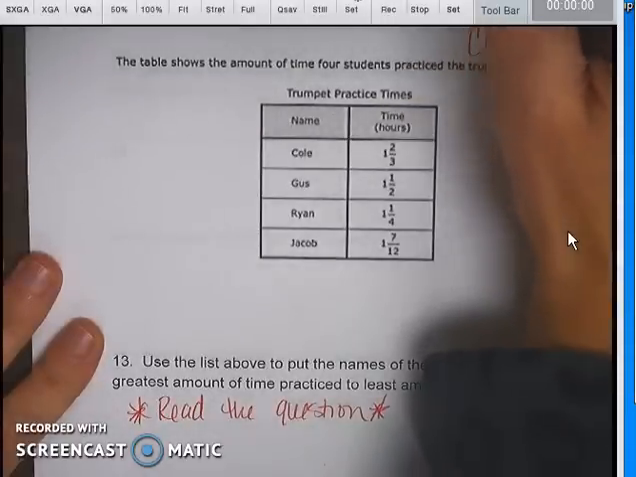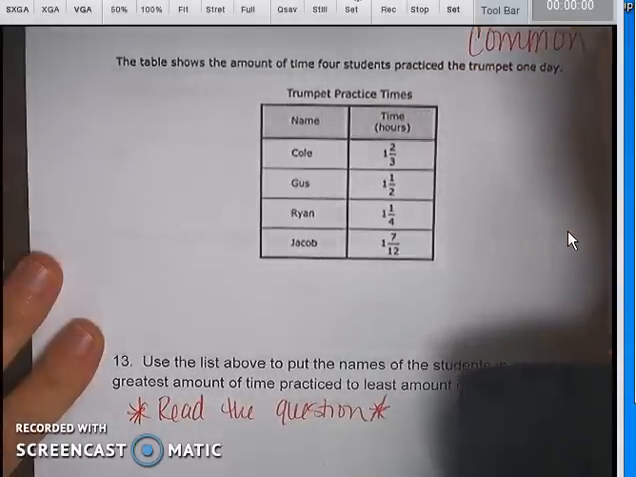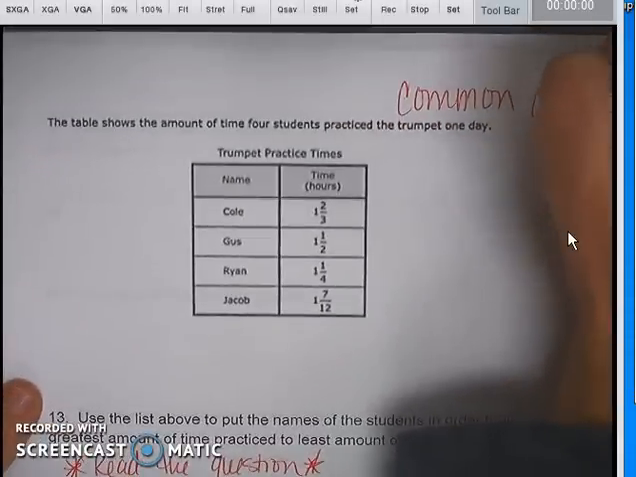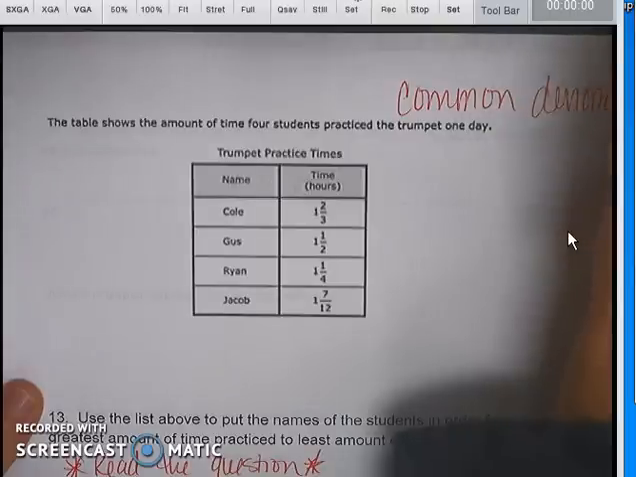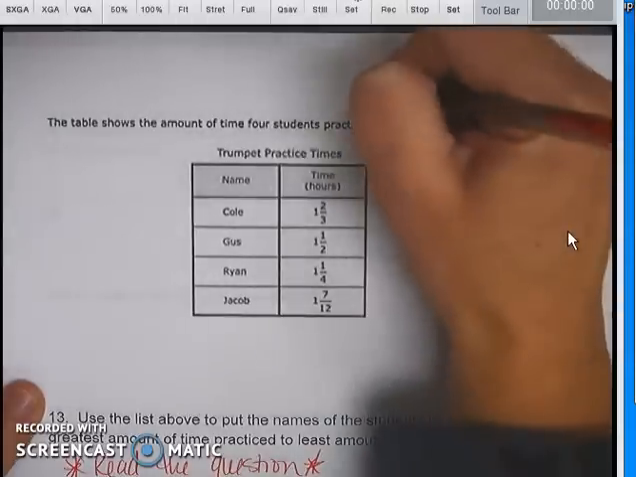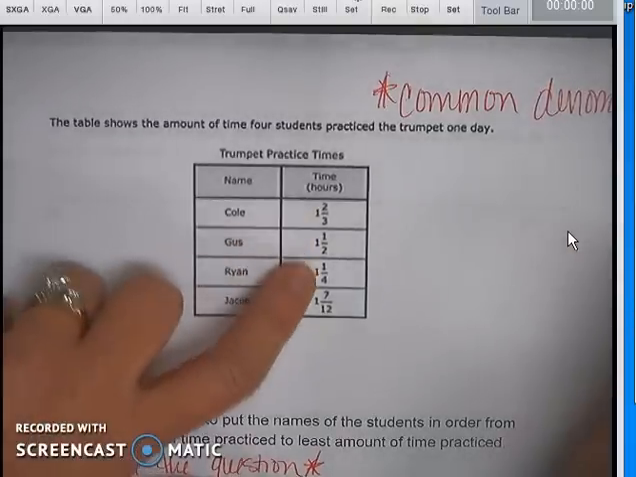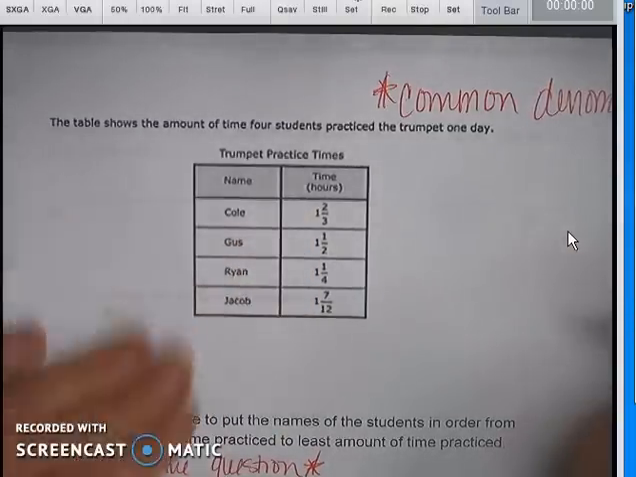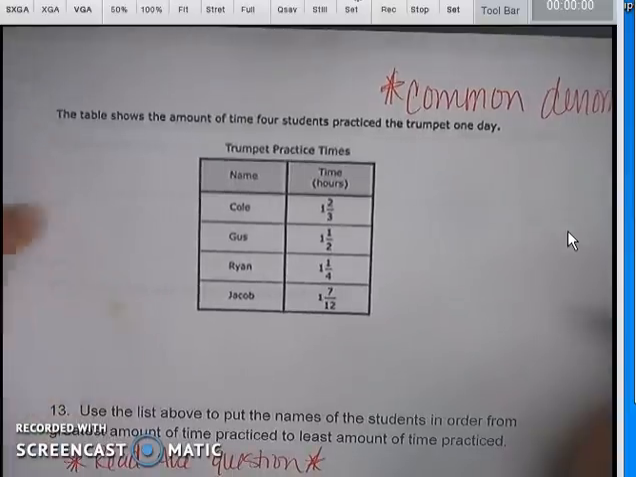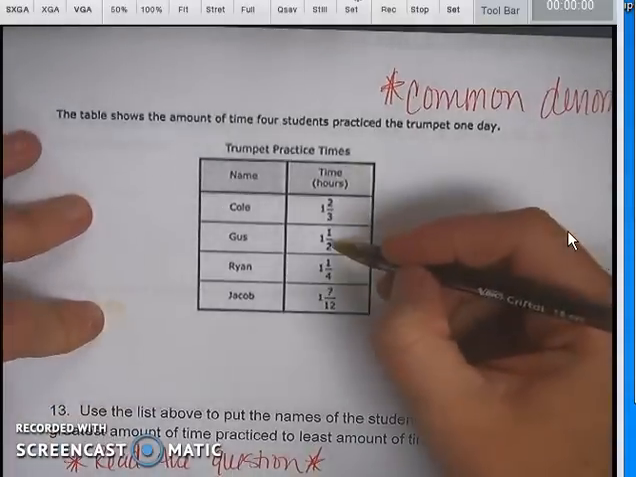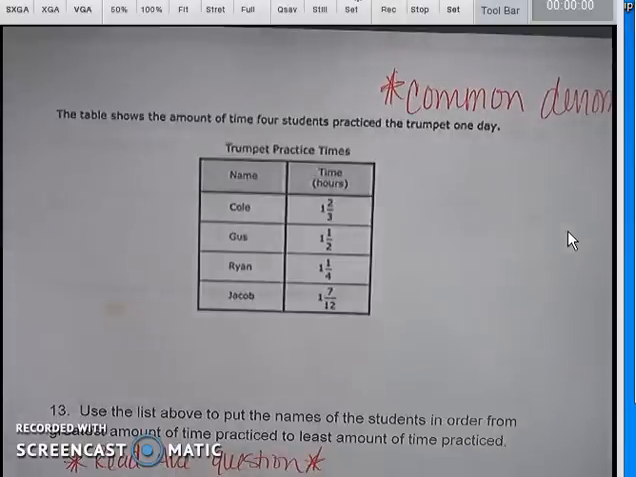So I want you to put up here, common denominator. That's your clue on this one, okay? So I have 3, 2, 4, and 12. Well, 3, no, can't go to 2. So let's just do 12, okay? Just find the common denominator, 12.